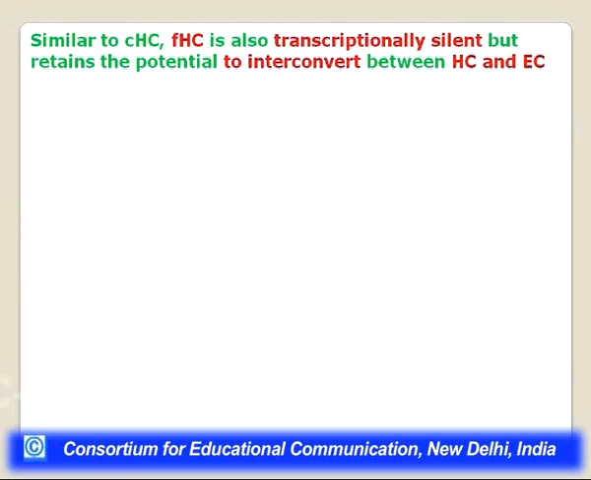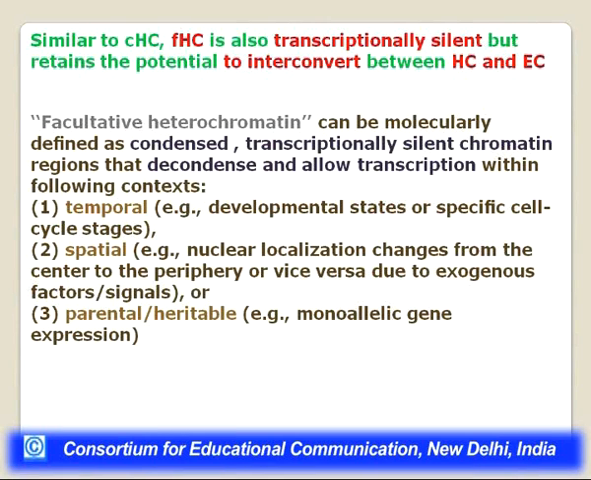Similar to CHC, which is the constitutive one, the facultative heterochromatin is also transcriptionally silent but retains the potential to interconvert between the heterochromatin and the euchromatin. So, the facultative heterochromatin can be molecularly defined as condensed, transcriptionally silent chromatin region that decondenses and allows transcription within the following contexts. Temporal, for example developmental states or specific cell cycle stages. So, a particular part of the DNA which remains heterochromatin at say gap phases, G1 or G2 phases, becomes transcriptionally active in some other phase of the cell cycle, then it is said to be facultative heterochromatin.